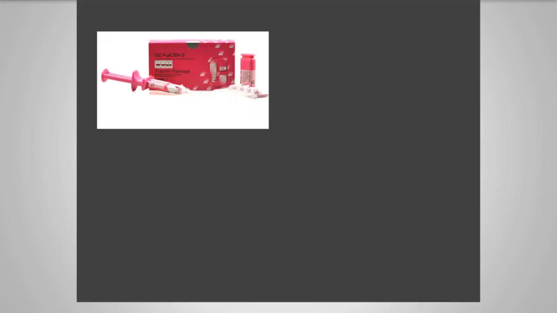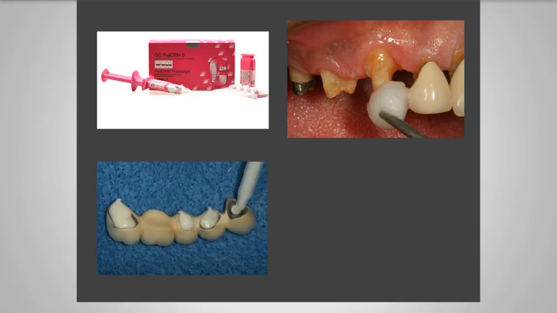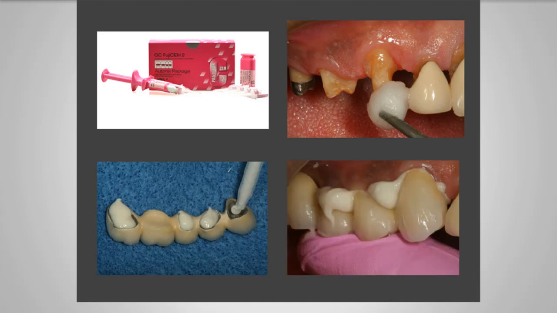As I said, I'm taking a wet cotton pellet and using Tubulicid Red and cleaning off the preparations. Using the auto mix tip, injecting the Fujicem 2 mixed directly into the restoration, and then seating the restoration with firm pressure. Now, I think one mistake that a lot of us make is trying to clean up the cement too quick.